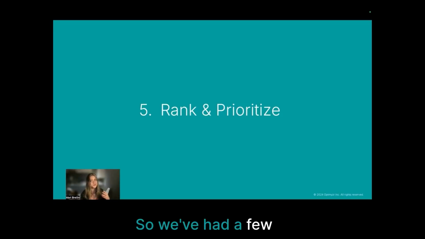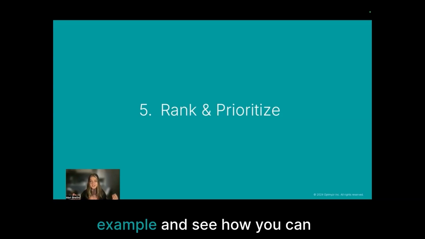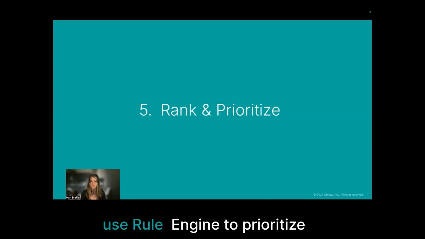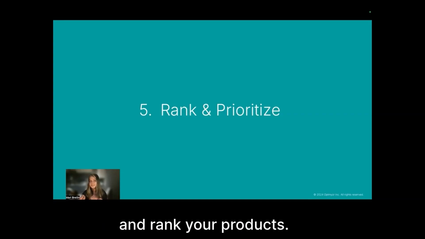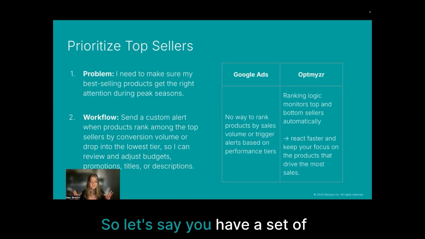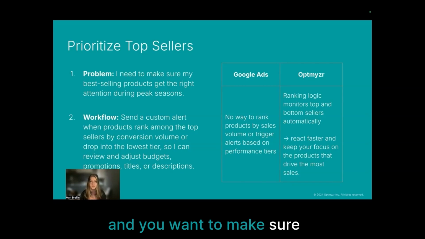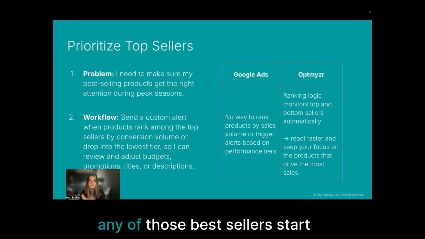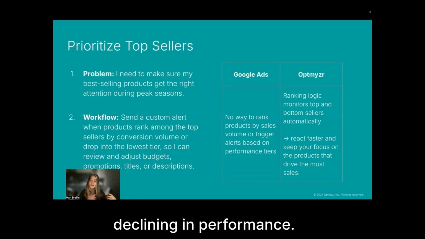Okay, so we've had a few search specific examples. Let's have an e-commerce example and see how you can use Rule Engine to prioritize and rank your products. So let's say you have a set of top products, your best sellers, and you want to make sure that you get a notification if any of those best sellers start declining in performance. You want to get an alert.